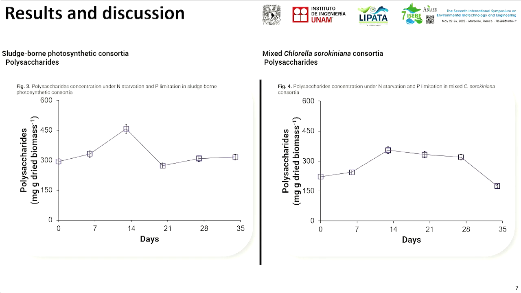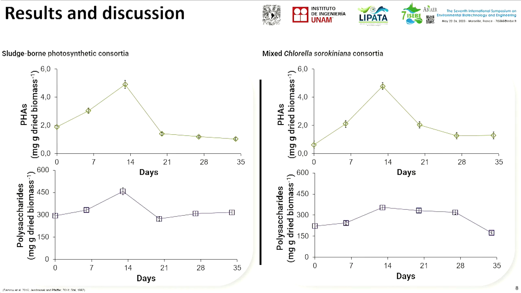Now, the same behavior was also observed for both of the consortia, this time for the polysaccharides. In this case, we also observed that polysaccharides achieved their highest accumulation on day 14. The production yield in the sludge-borne photosynthetic consortium was 13 milligrams of glucose per gram of dried biomass per day. And in the case of the mixed Chlorella sorokiniana, it was 10 milligrams of glucose per gram of dried biomass per day.